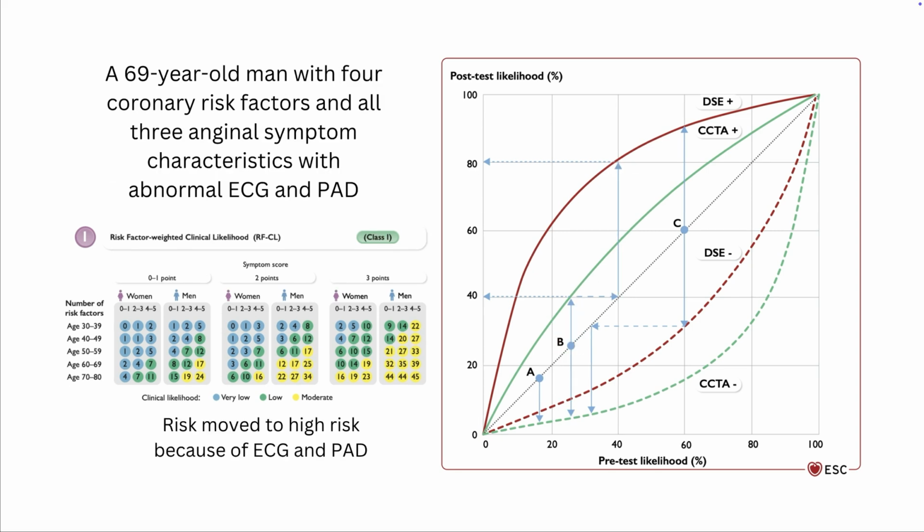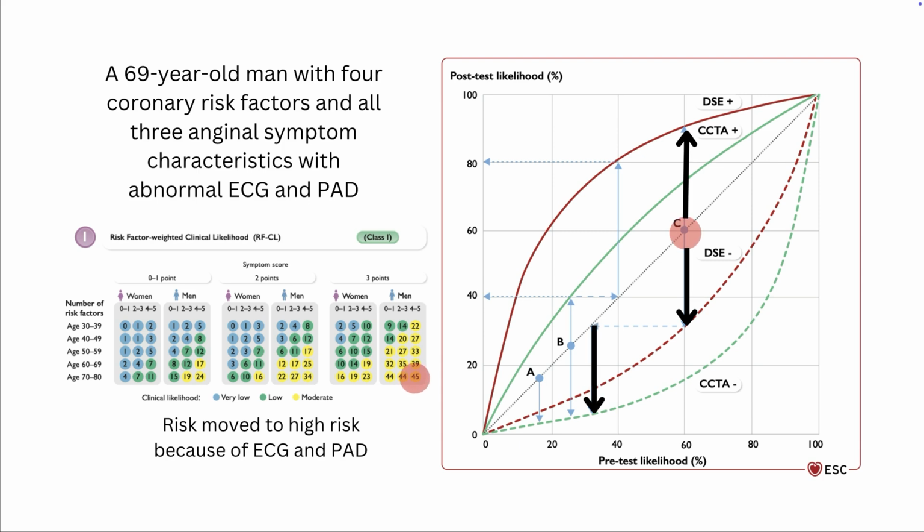And let's take this example, a 69-year-old man with 4 coronary risk factors and all 3 anginal symptom characteristics. That gives him a pretest likelihood of 45%, but the risk was moved to the higher category because of resting ECG abnormalities and peripheral arterial disease. In this man, an abnormal stress echo would increase the likelihood of coronary disease from 60% to more than 90%, whereas a negative stress echo puts it only back in the intermediate risk category.